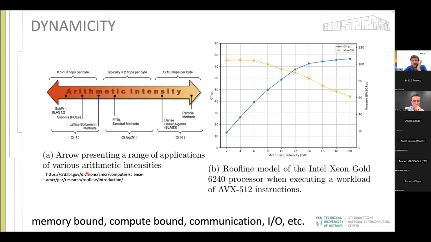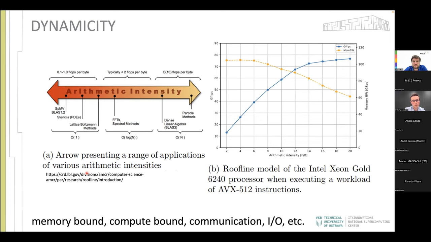So if we take a look at the dynamicity, what do we mean by dynamic behavior of the application? We mean that we can split the application into phases, and a phase can be either memory bound, which means it stresses the uncore system of the processor, or compute bound, which means it stresses the computational core. It could be communication bound, where the processor is idle and waiting for the network cards to finish the communication. Could be I/O reading the data.